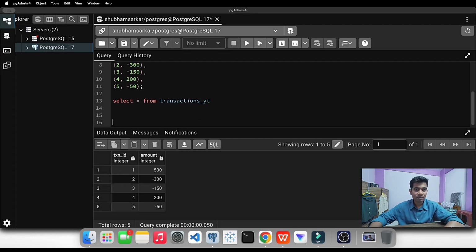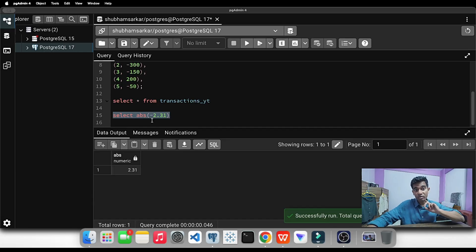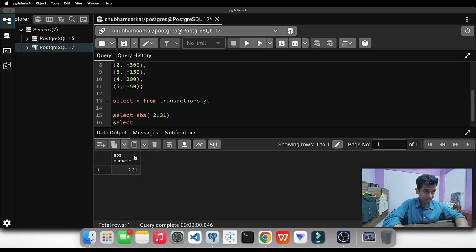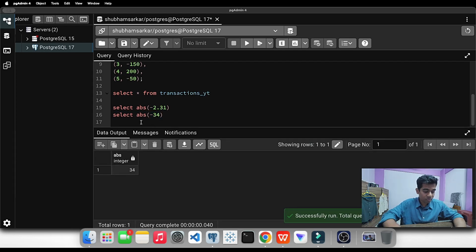We will understand the practical part with this table, but still let me show you something. It's like SELECT ABS, and if you write minus 2.30 and execute it, you will get the output without the sign, as plus, like this. If you write SELECT ABS minus 34, you will get it like this. Okay, this is how you get the output.